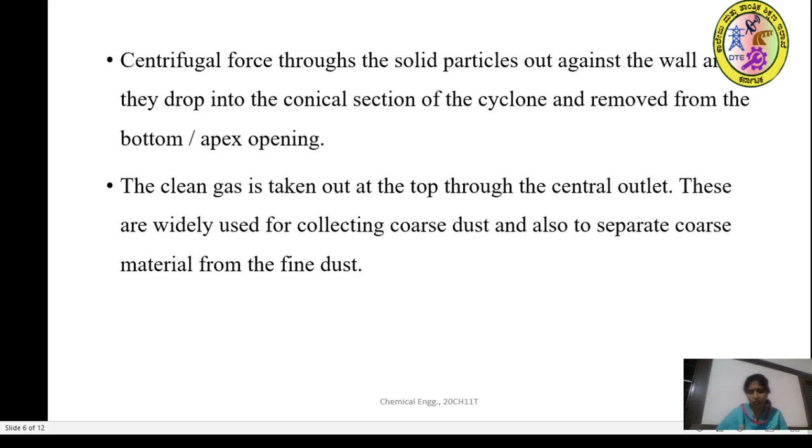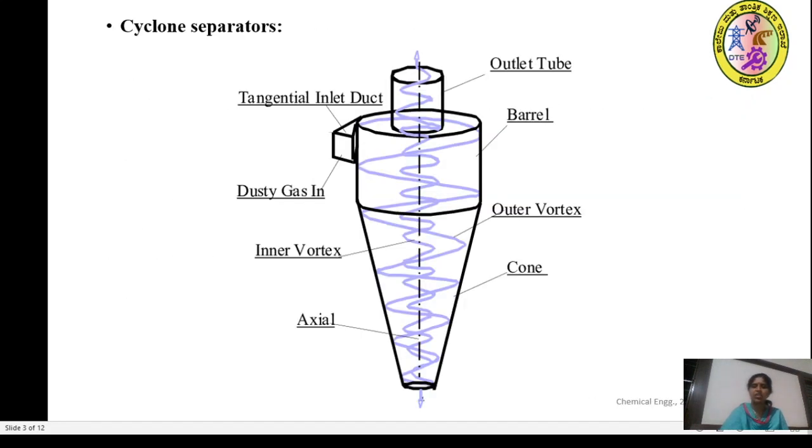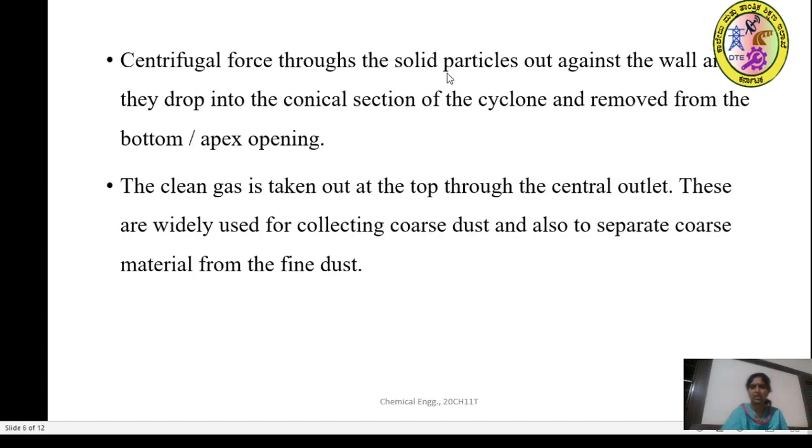So as the coarse particles or the dust particles are denser, they obviously fall down the equipment, to the apex opening. As they fall, the clean gas will escape from the top through the center outlet. Clean gas, it will escape from the top, from the center outlet.